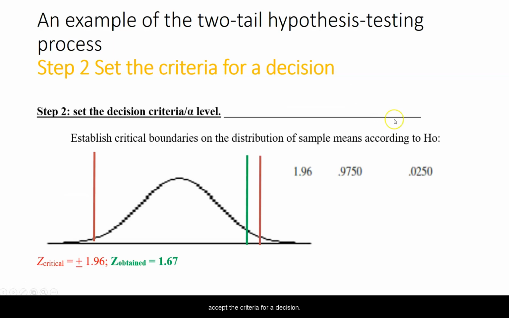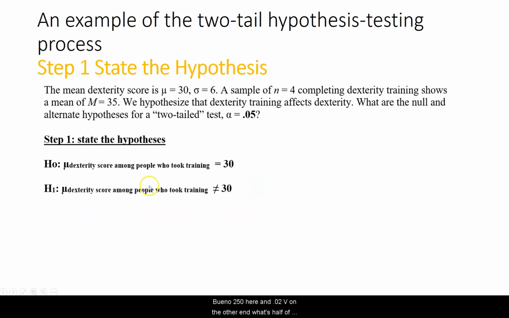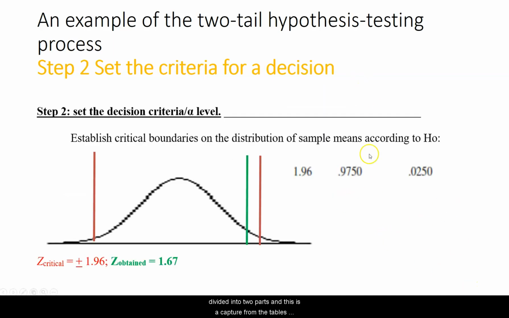In step 2, I set the criteria for a decision. I've already put the z obtained down there, the green part, but just try to ignore that and focus on the 1.96. Why did I use 1.96 with 0.0250 here and 0.0250 on the other end? Well, it's an alpha of .05, which is pretty typical, two-tailed. So I'm going to take that .0500 and divide it into 2 parts. This is a capture from the unit normal z tables, and sure enough, that's 0.0250 in the tail. And where did that come from? .0500 divided by 2. You don't have to do any of that in your head. Just use a calculator if you want to figure out where that came from.